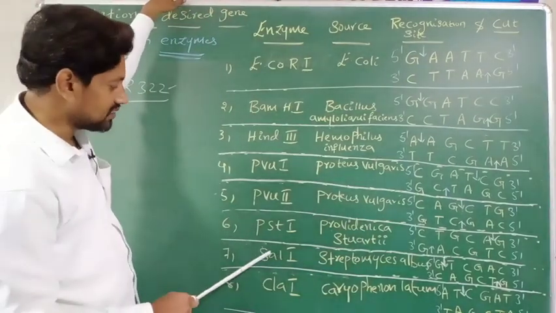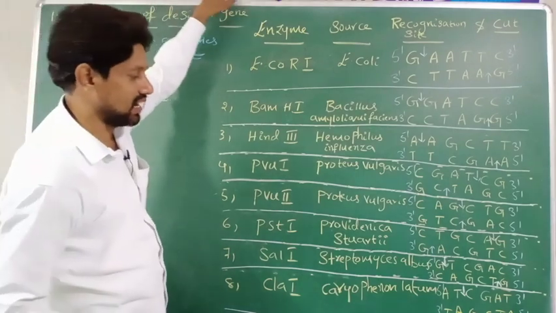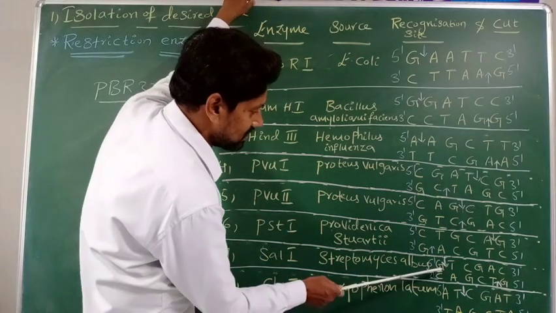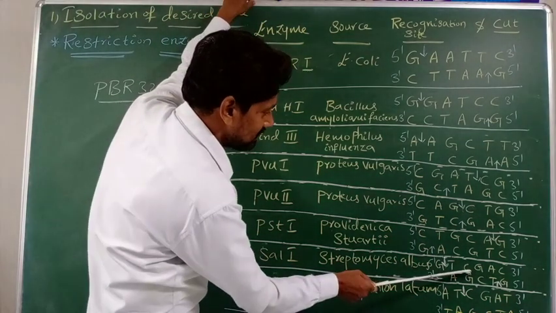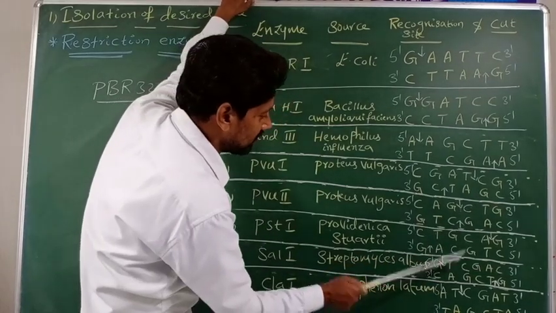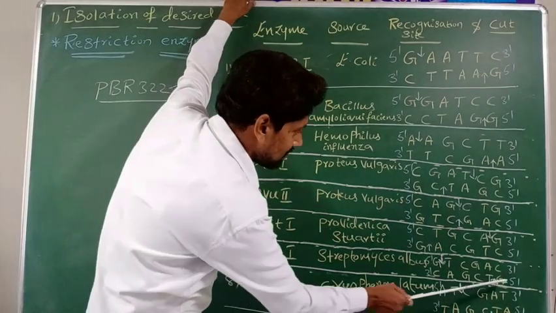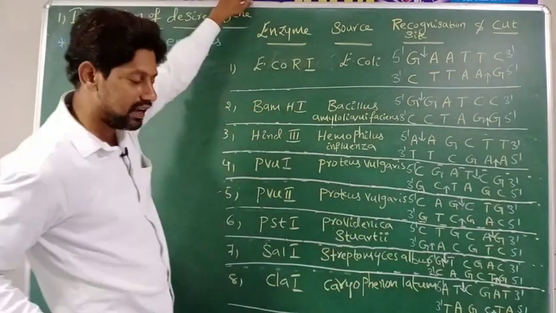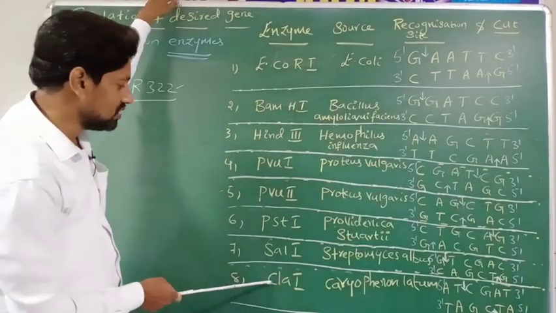SalI. Sir, for this enzyme, the recognition site is GTCGAC. Cut is made between G and T. Cut is made between what, sir? G and T. Okay.